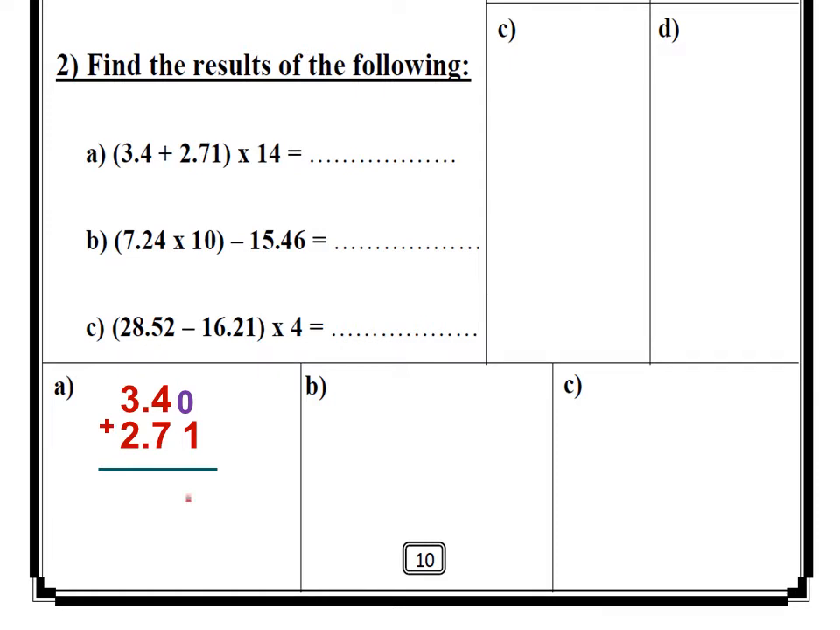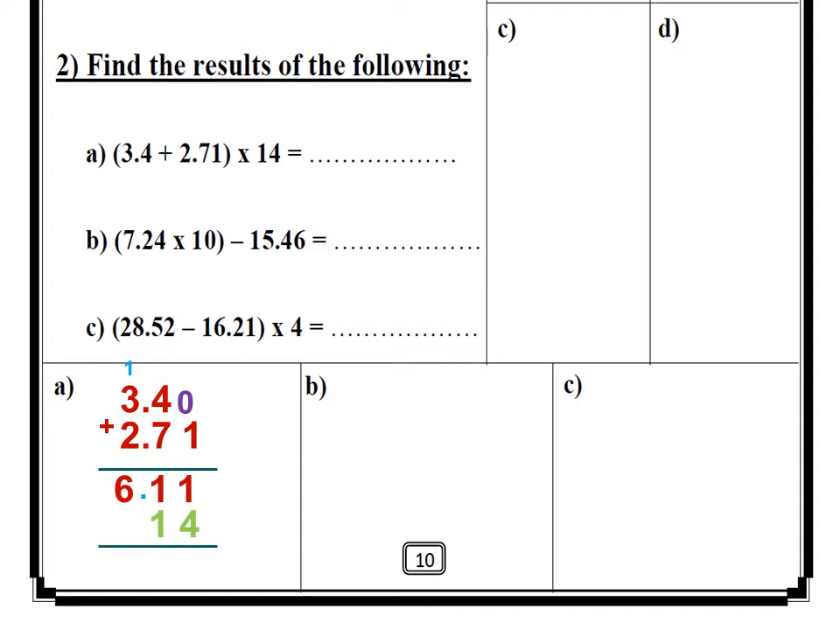0 plus 1, which is 1. 4 plus 7, which is 11. 1 and carry up 1. Don't forget your decimal point. 1 plus 3, which is 4, plus 2, which is 6. So my answer of the addition is 6.11. I'm going to multiply it by 14.